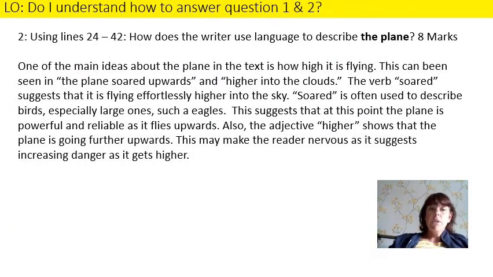Okay, now we've got to start constructing our Peter paragraphs, where we really do explain how the writer uses language to describe the plane. So you can see my first paragraph here. One of the main ideas about the plane in the text is how high it's flying. This can be seen in 'the plane soared upwards and higher into the clouds.' The verb 'soared' suggests that it's flying effortlessly higher into the sky. 'Soared' is often used to describe birds, especially large ones such as eagles. This suggests that at this point the plane is powerful and reliable as it flies upwards.